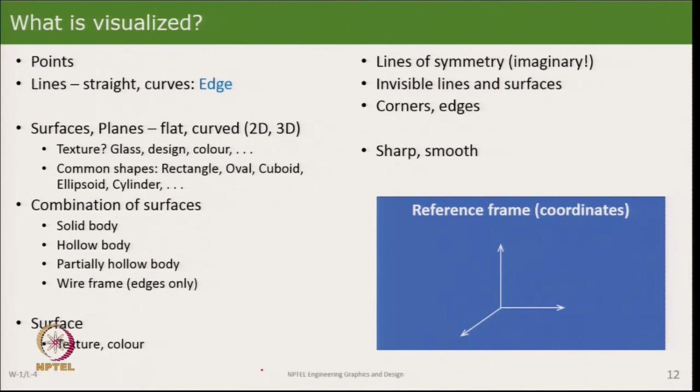Now, what do we visualize? We have already looked at this in the earlier slides, so we quickly go over this. First, there is a point, then we said there are lines which are straight and curves, or also line is an edge formed by the intersection of two surfaces. Mathematicians would talk a lot about that. We use those concepts of mathematics in computer graphics. Then we like to visualize surfaces and planes, which could be flat or curved in 2 dimensions or 3 dimensions.